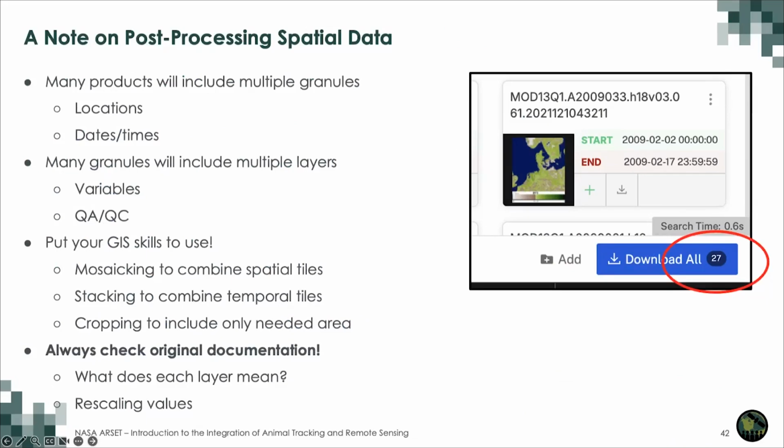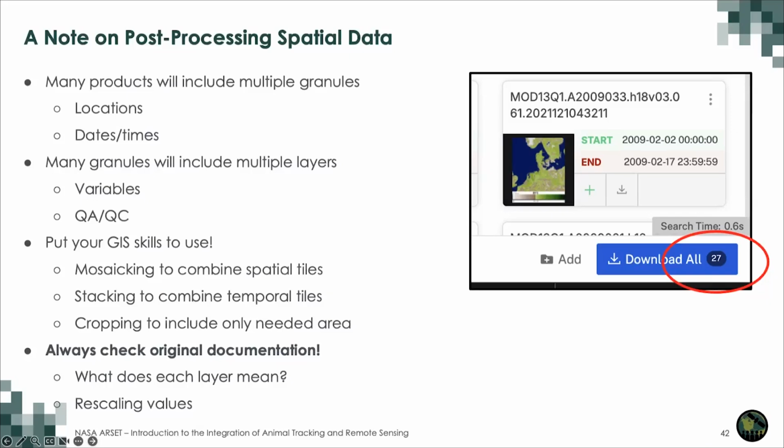These granules also might contain multiple layers. These might be multiple variables. So in this case, potentially multiple vegetation indices, as well as quality assurance or quality control layers that tell you about how reliable each of those data points might be.